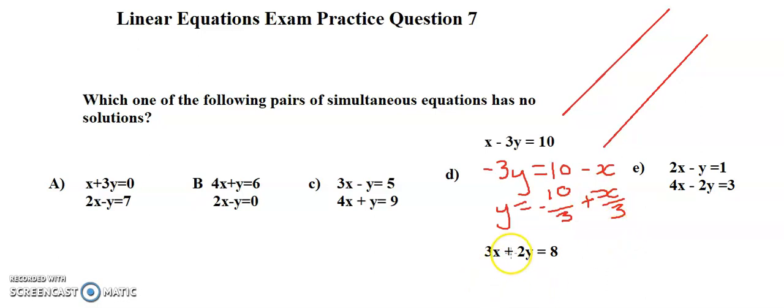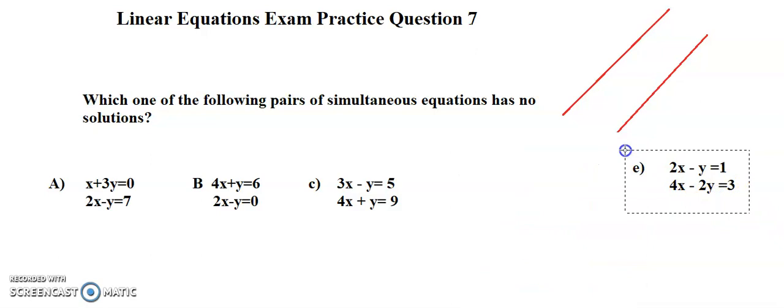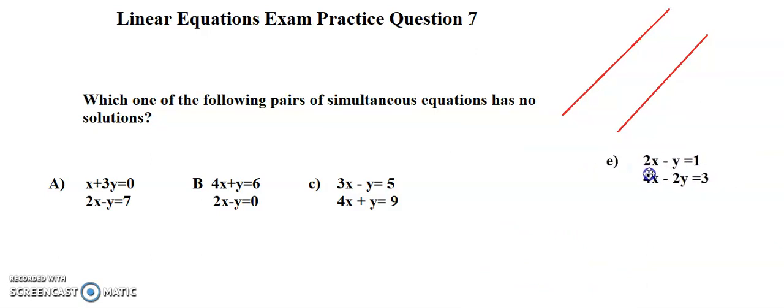If I do the same thing over here, I take away 3x from both sides. I get 2y equals 8 minus 3x. The next step is I need to divide everything by 2, but if I just divide this by 2, the gradient is not going to be the same, which means they are simultaneous. So it definitely can't be D, so I'll delete it. Let's look at E.